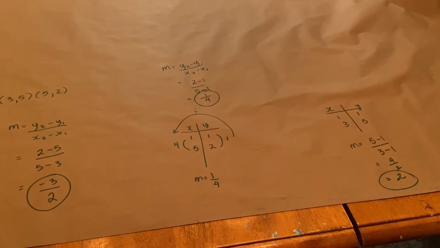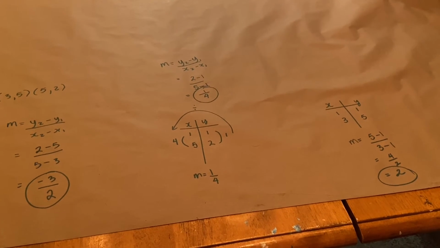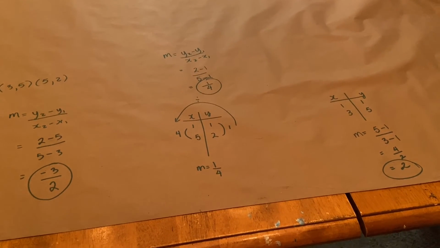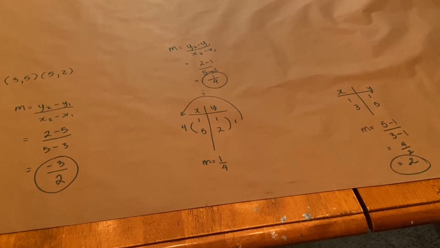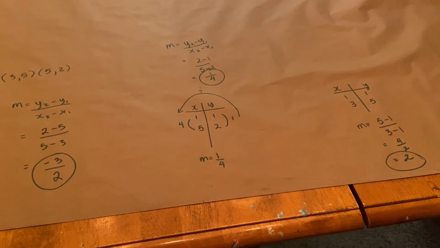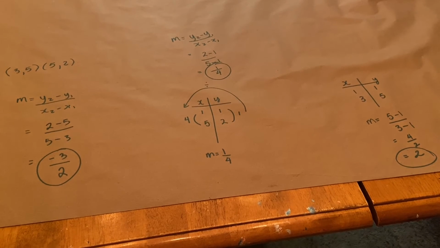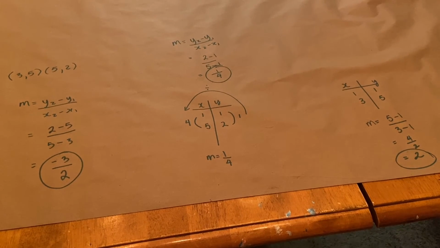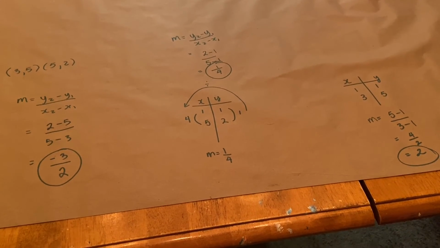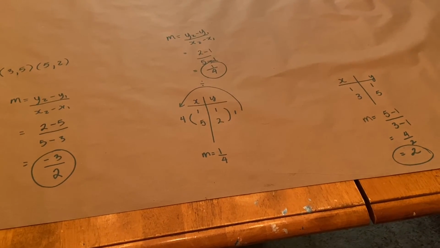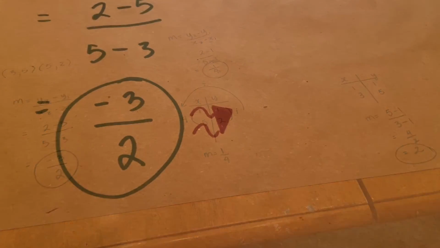So here are my three slopes. One is negative 3 over 2. One is 1 over 4. And one is 2. Let's take the negative reciprocal of all three of these slopes and check to see if we get any perpendicular lines.